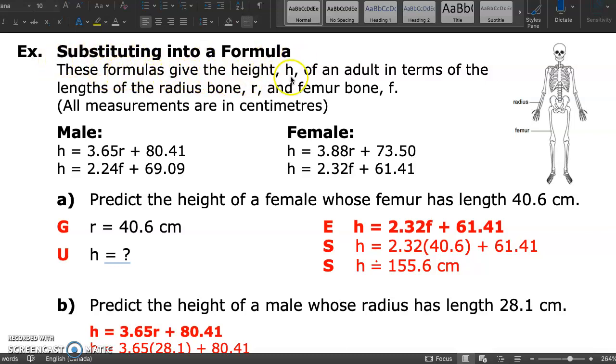These formulas give the height h of an adult in terms of the lengths of the radius bone, r, and femur bone, f. All measures are in centimeters. There's a formula for the height of a male or female, and if you know the radius, you can determine the height, and if you know the length of the femur, you can determine the height. So the radius is the bone closest to the thumb, and the femur is the longest bone in your body, located in your leg. So the question is, predict the height of a female whose femur has length 40.6 centimeters.